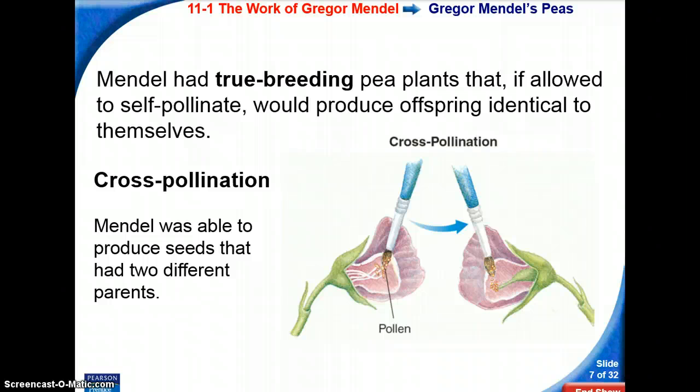So what he wanted to know is what would happen if you took the pollen from one plant and put it into the plant of another one. So he cross-pollinated. So he took the pollen from one plant with one characteristic and put it into another one to see what would happen. So he was able to produce seeds that had 2 different parents.